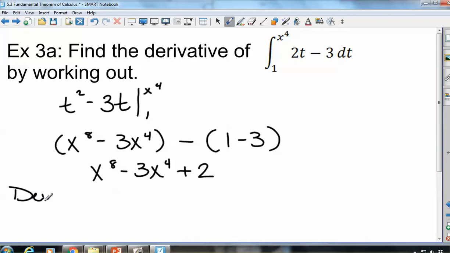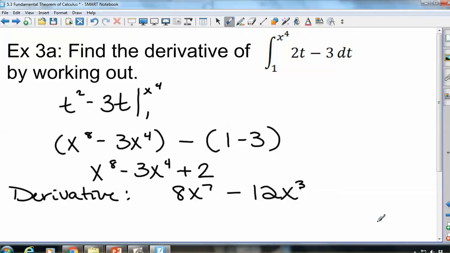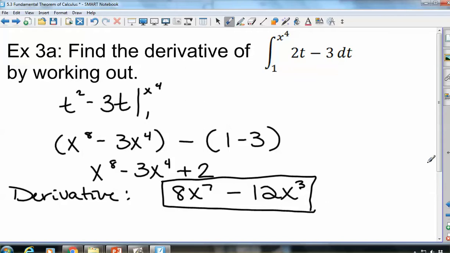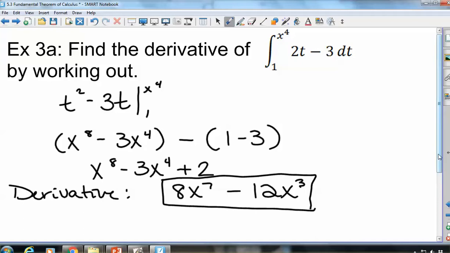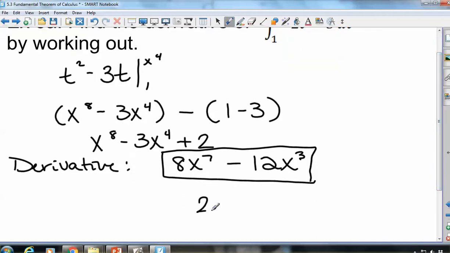Okay, what is the derivative of this? X to the 7th minus 4x to the 3rd. So here's our derivative. Now, is there any way we could have got this by the fundamental theorem? Now, if this is just an x, we plug it in. It was an x to the 4th. If I just put an x to the 4th in the original, we would have a 2x to the 4th minus 3. That is not the answer that we got. How are these related?